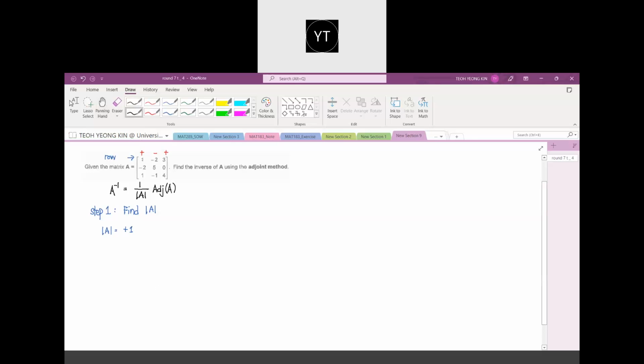Then what we do is we close this column and this row. Kita tutup lajur ni dengan baris ni. What remains is 5, 0, negative 1 and 4. So what we have here is 5, 0, negative 1 and 4. This is the first one. After that, let's say I erase this part. Saya padam yang ni. Ini yang pertama.